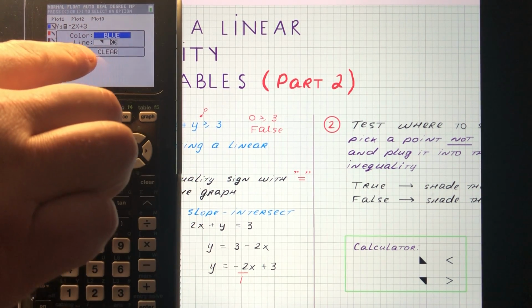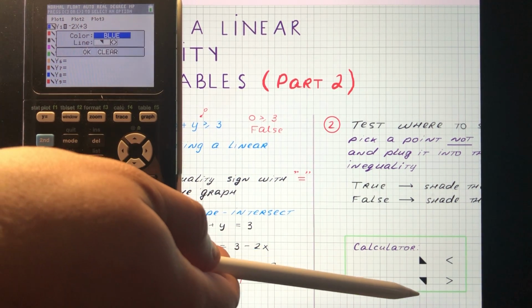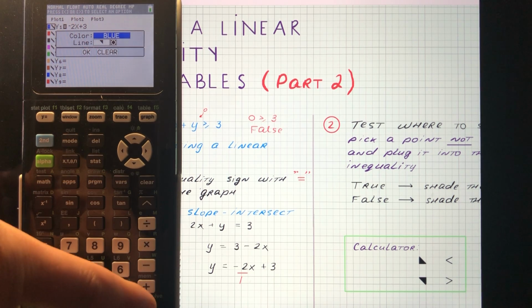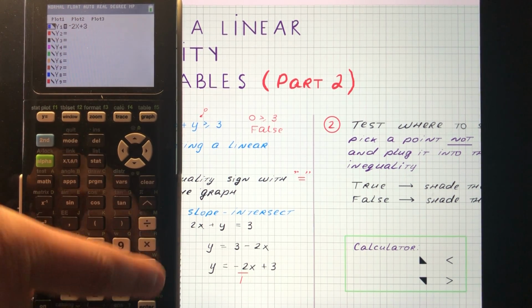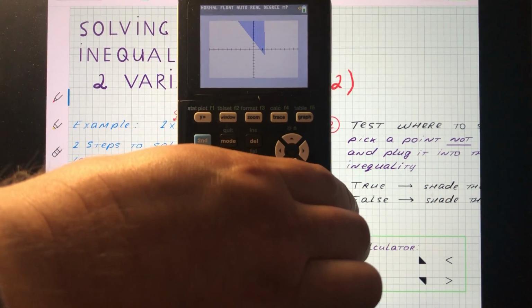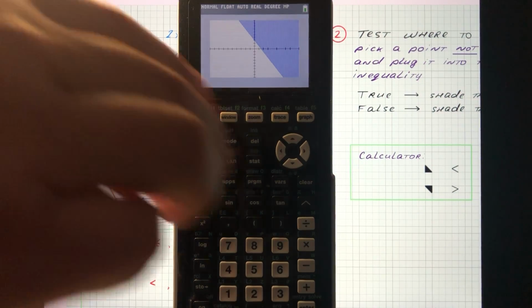Now the triangle going up is here. The triangle up is greater than. That's the one we actually have. We have greater or equal to. So that's our selection. Let's hit enter, enter one more time, and graph. So here is the calculator version of the solution. And here is our solution side by side.